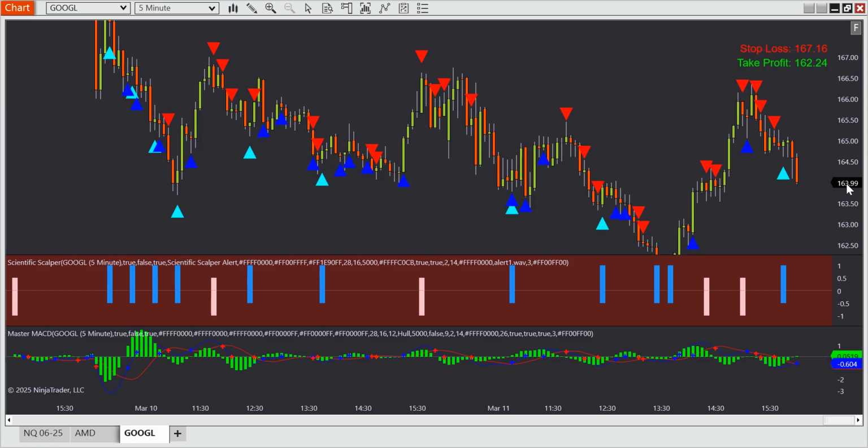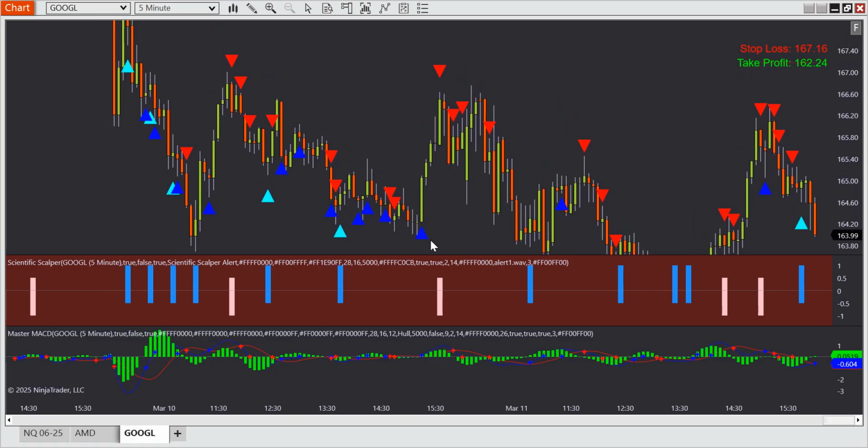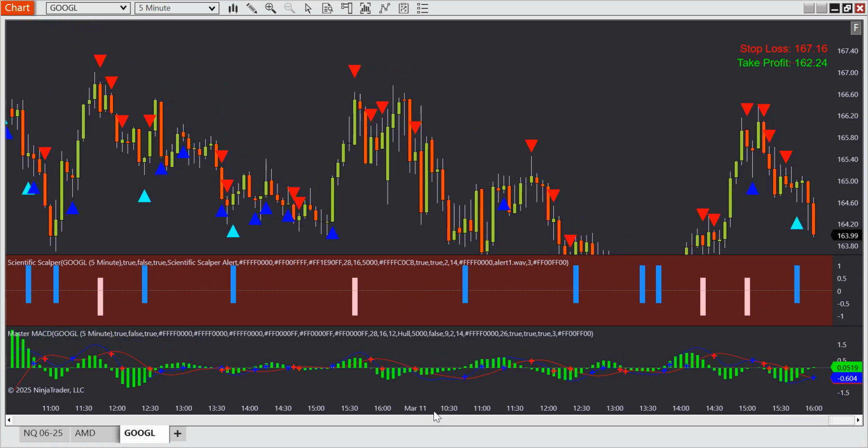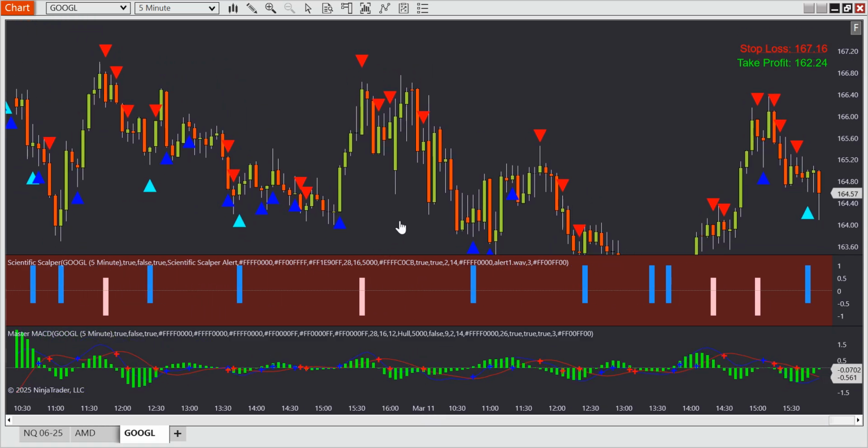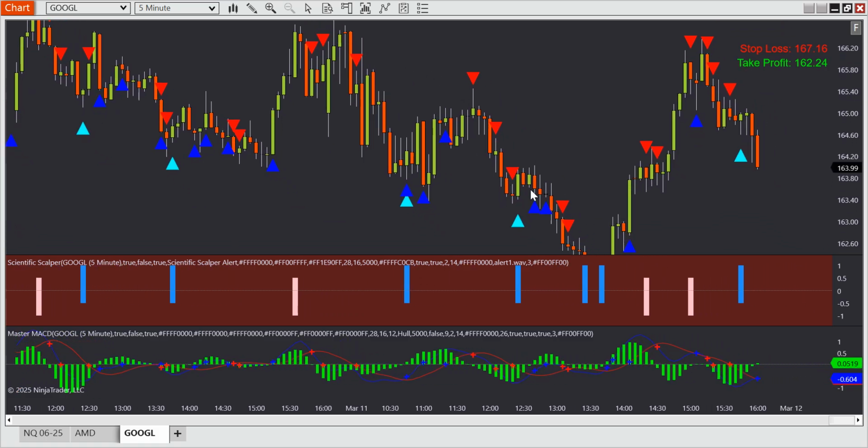But one thing that I have found to work well with the Master MACD, along with the Scientific Scalper, is looking for a cross of the MAs in the Master MACD, lining up with the Scientific Scalper signal. And so that happens just a couple candles, actually right here, after we have the Scientific Scalper indicating a sell. Of course, we see this great movement down.